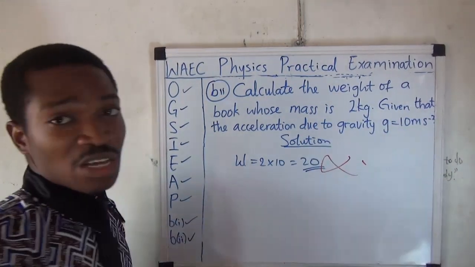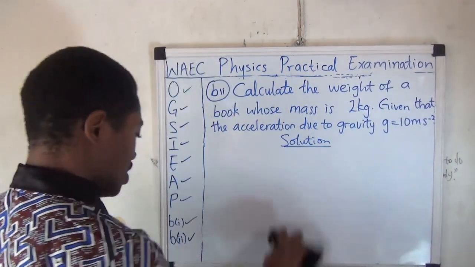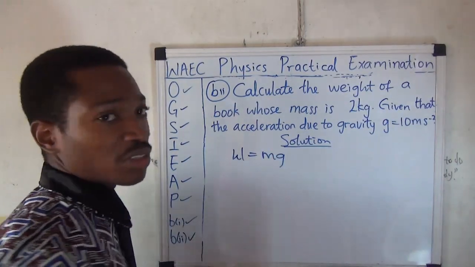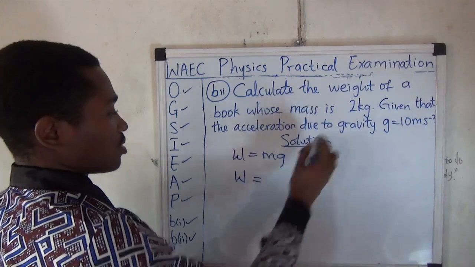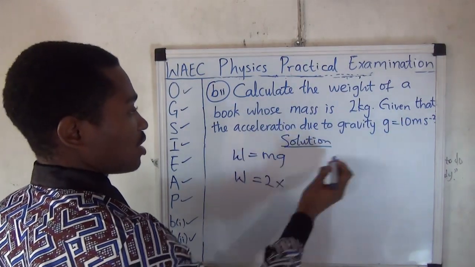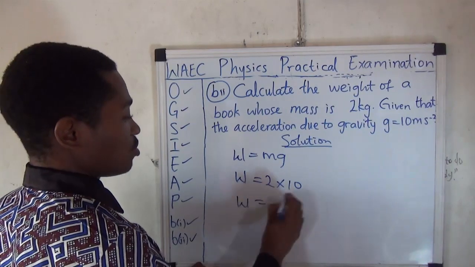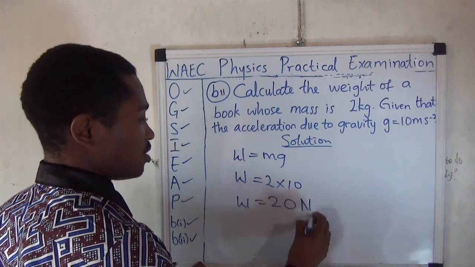There are steps to solving questions in physics. And the first thing you write is your formula. You write weight is equal to mg. Then you write weight is equal to, what's your mass? 2 kilograms, multiplied by your gravity. Gravity is 10. So you write weight is equal to 2 times 10, which is 20. Then you must get your SI unit, Newton.